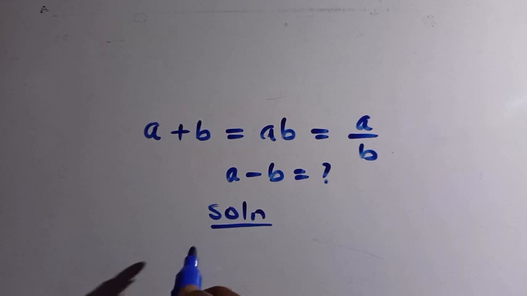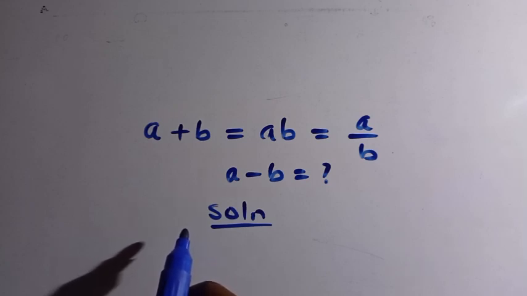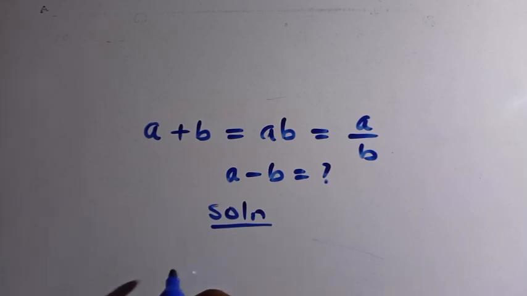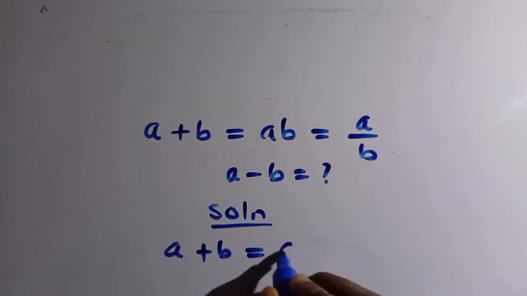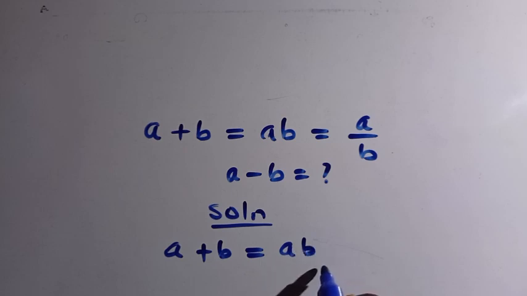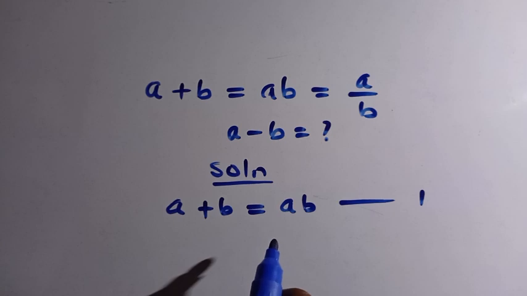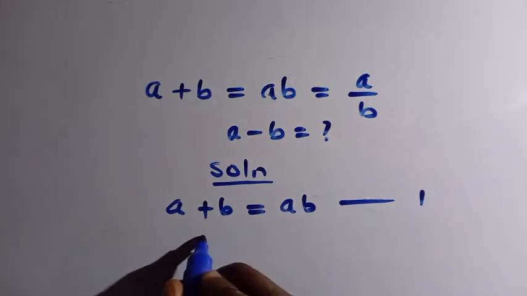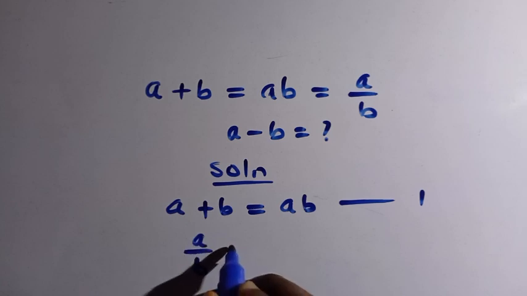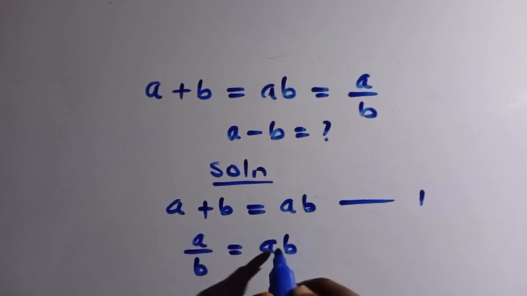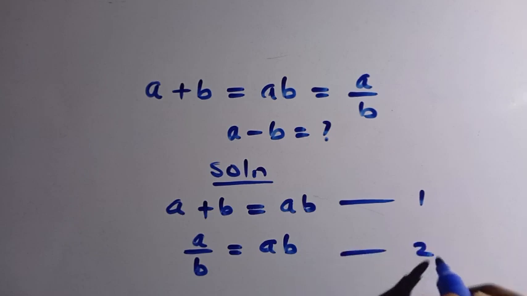From the given equations, we are going to let a plus b equals ab. That is the first step we are going to take. A plus b equals ab, and we consider this as equation 1. Then we are going to let the second one, which is ab equals a divided by b. Or we can just simply say a divided by b equals ab, just to make it consistent. So we call this one equation 2.